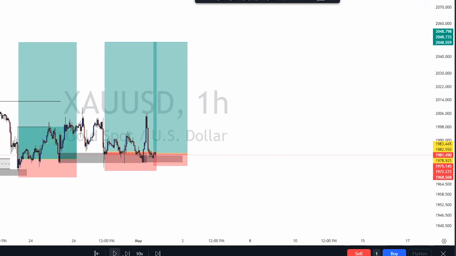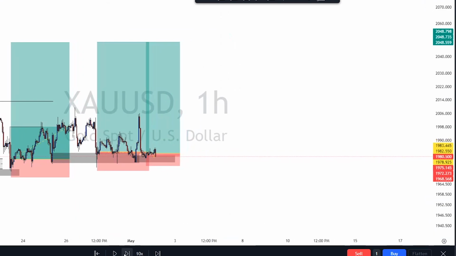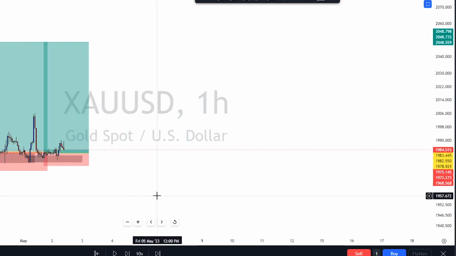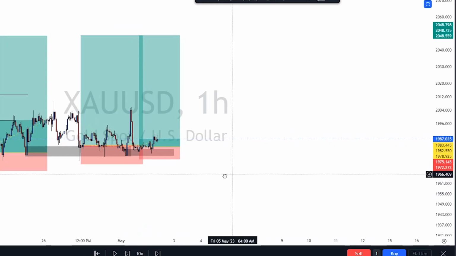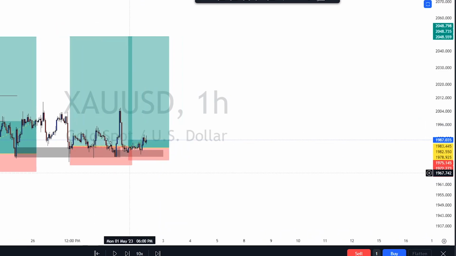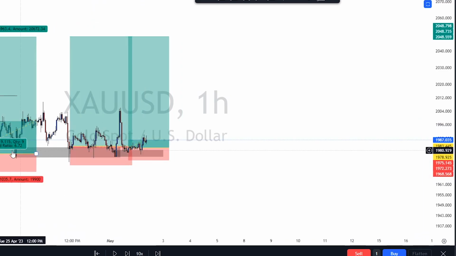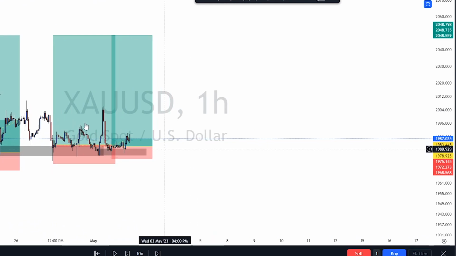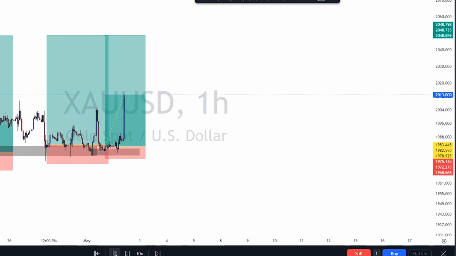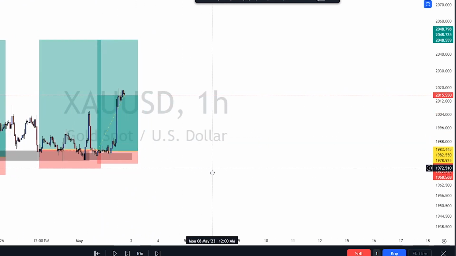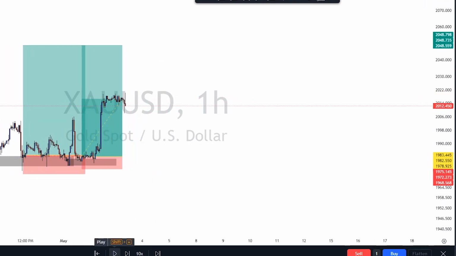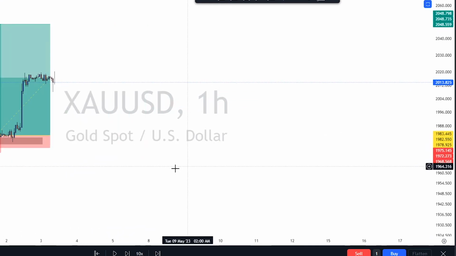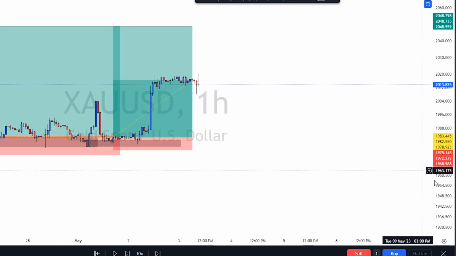All right, so let's continue. Let's see what happens next. All right, this one didn't break any structure. You see how this one broke structure, this one broke structure. So that's the next thing we have to look out for. Oh, and as you can see, price started moving in our direction very well. Broke structure. All right, here's a great example to show you.